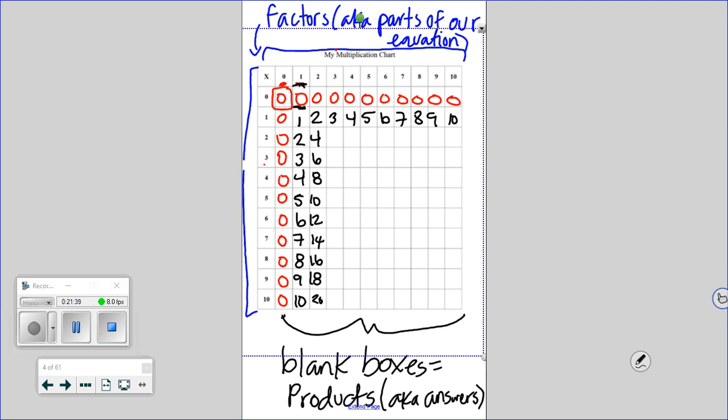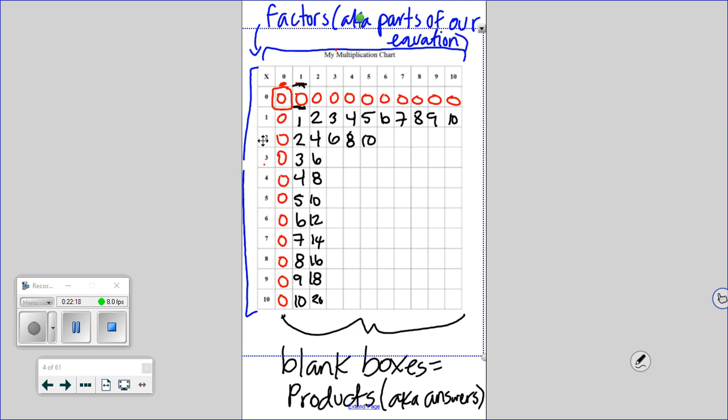So now put your finger on the 3 and the 2 over here on the side. 3 and 2. Where they meet. What is 3 times 2? Kylie? 6. What about 4 times 2? Aiden? Dorian, 5 times 2. 5 times 2 equals 10. Very good.